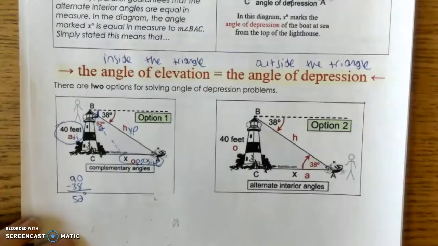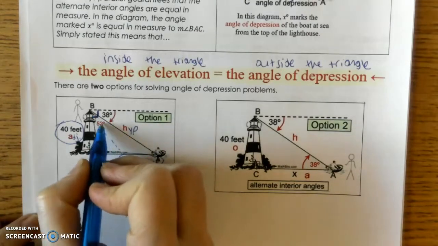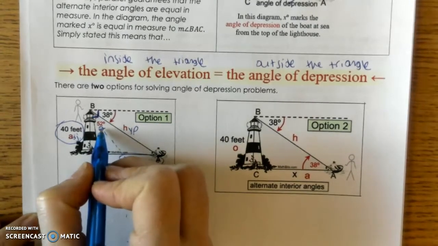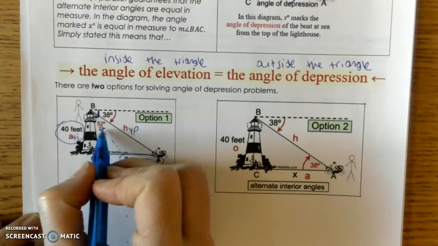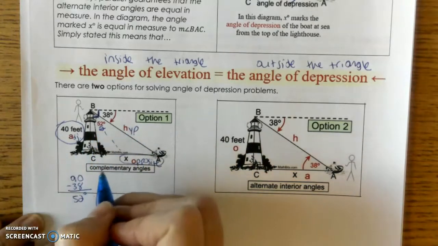I went a little farther because I didn't realize the video had stopped. But so I labeled my triangle, right? If I have the interior angle of 52, I know that's my theta. So I put theta here. It's already labeled hypotenuse, opposite, and adjacent.